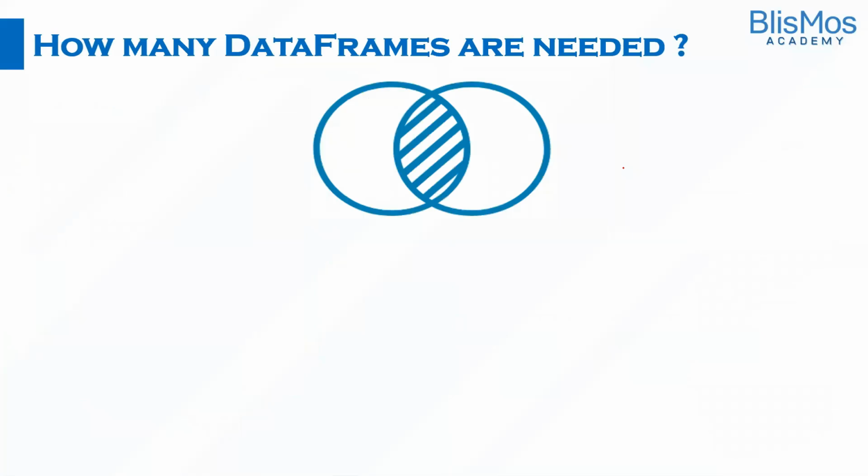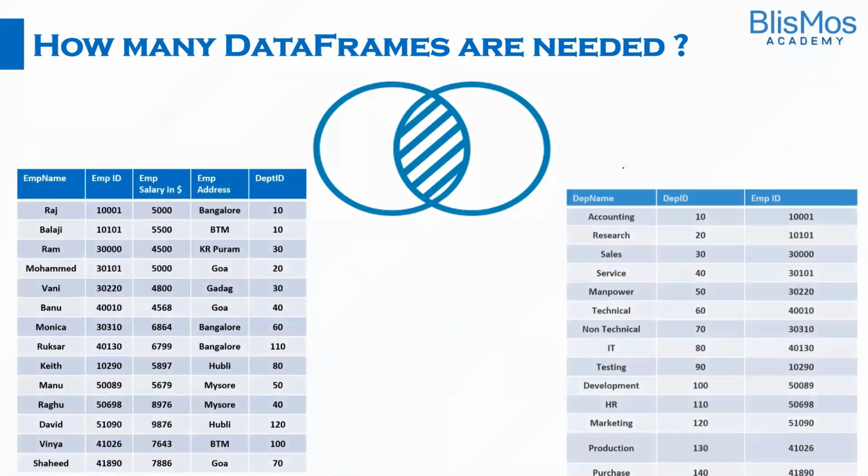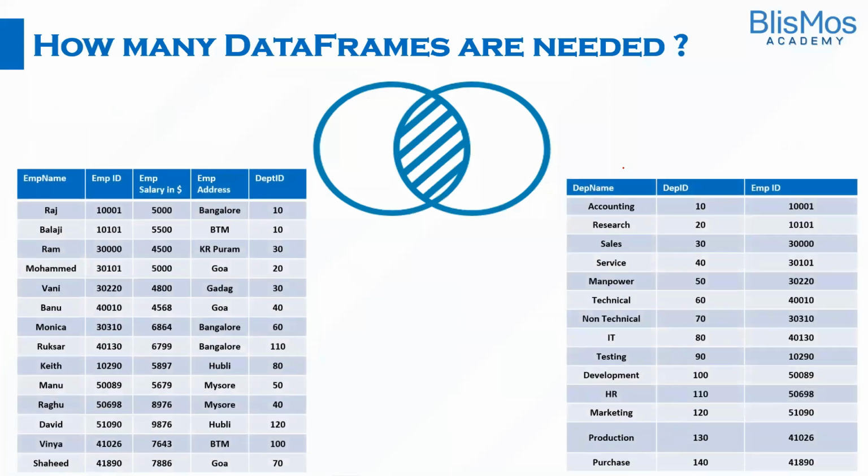We have already understood the joins. How many data frames do you think we need to perform the joins? Such a simple question again, right? We do definitely need two data frames, data frame 1 and data frame 2.